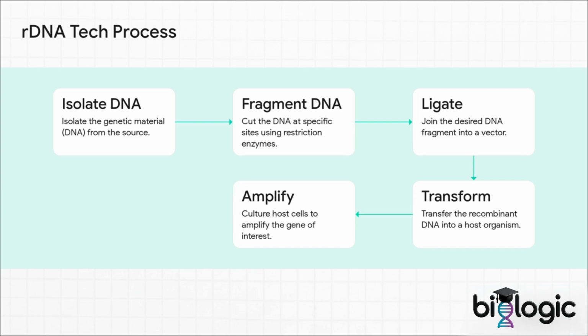Then, you use your restriction enzyme scissors to chop it up and get the fragment you want. After that, you use your ligase glue to paste that gene into your vector. Next up is transformation, which is just the process of getting the host cell to take in your new recombinant vector. And finally, you let that host cell grow and divide, amplifying your gene of interest into millions of copies.